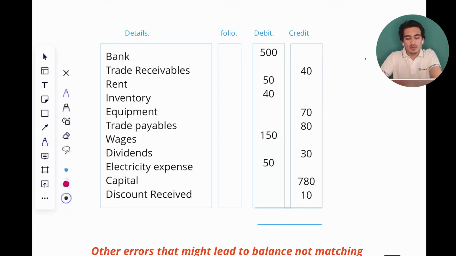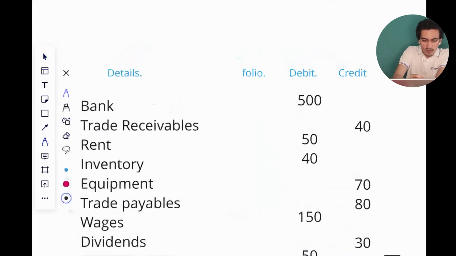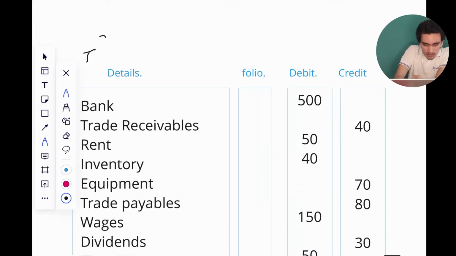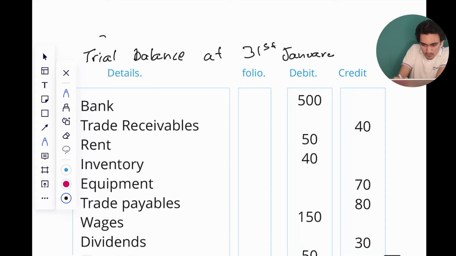The first error over here is that we have not given the title to our trial balance. So let's start by writing the title. Trial balance at 31st January 2019. Cool, so we have written a title for the trial balance. So now we are done with the first step.